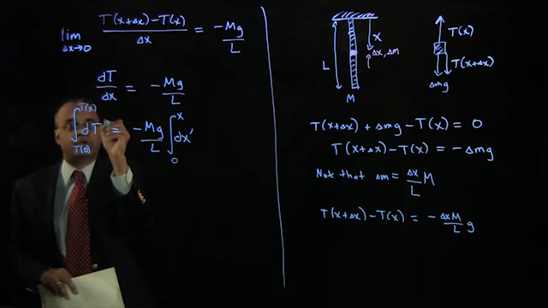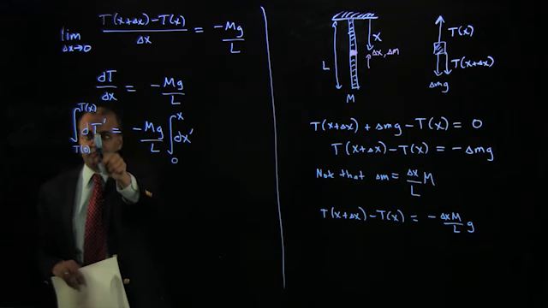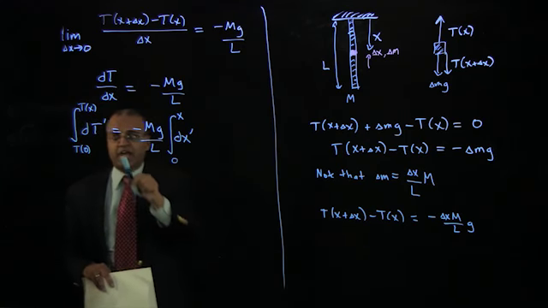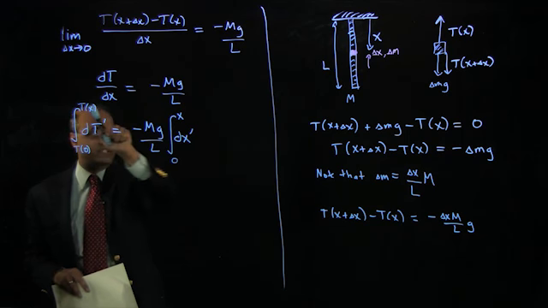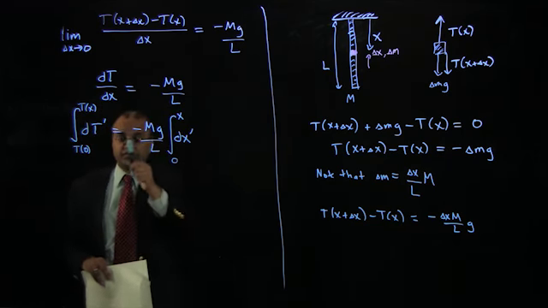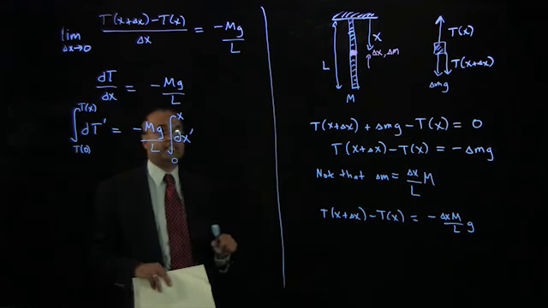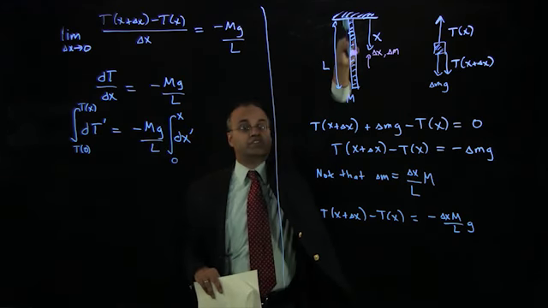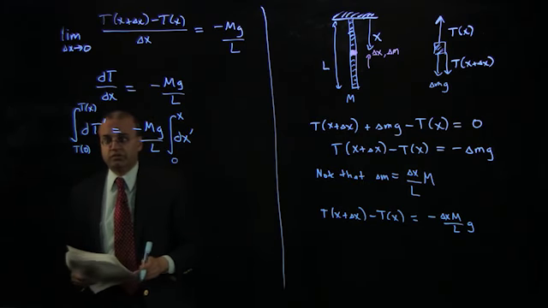And again, to avoid confusion, I'm actually going to call the integration variable dt prime. This is a dummy variable. It's a placeholder for all the values of tension from the tension at x equals 0 to the tension at my position of interest, x. Okay, so this integral now tells me how the tension is varying in a continuous fashion along this continuous mass distribution. So now I can evaluate both integrals.